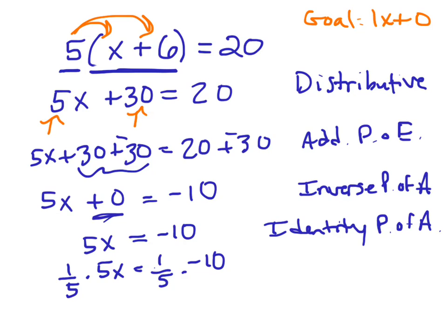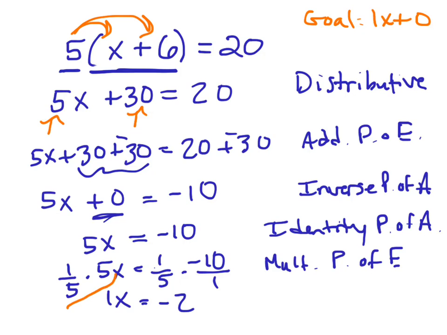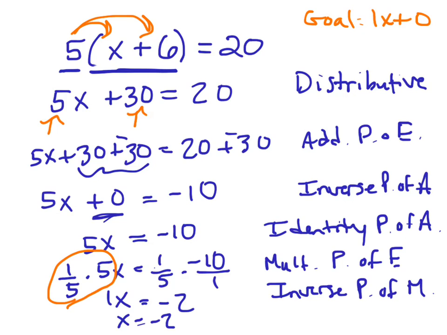Alright, so that is the multiplication property that allows us to multiply both sides of the equation by 1/5. And then I have 1x on the left, and on the right, 1/5 times negative 10 is negative 2. Okay, I could justify that. 1/5 times 5 is 1 because of the inverse property. And then finally 1x equals x, and I know that by the identity property.